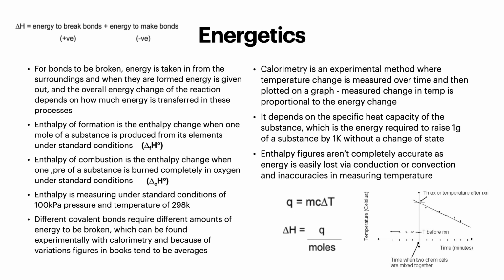So calorimetry is an experimental method where temperature change is measured over time and then plotted on a graph. The measured change in temperature is proportional to the energy change. It depends on the specific heat capacity of the substance, which is the energy required to raise 1 gram of a substance by 1 Kelvin without a change of state. Enthalpy figures aren't completely accurate as energy is easily lost via conduction or convection, as well as inaccuracies in measuring temperature. So you've got some key equations here which are really useful for you to know, and also how it would look on a graph.